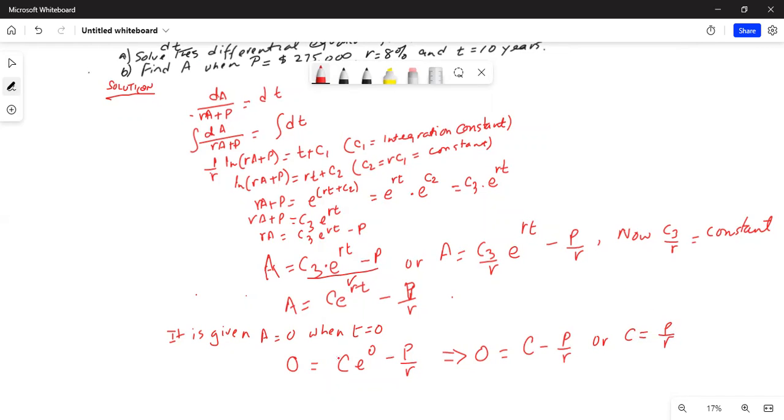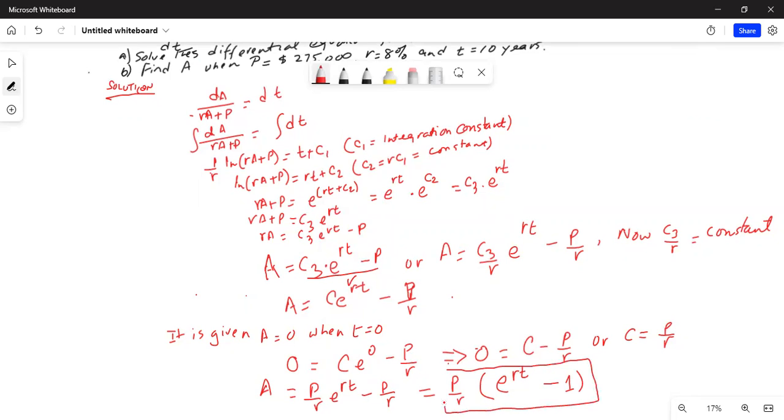Okay. So the equation for A is then, for C I write P over R e to the power of Rt minus P over R. Or if I take P over R as the common factor outside the parenthesis, I am left with this equation. So this is my solution for A in terms of P and R when the money grows compounded continuously. Okay, so this is part A.